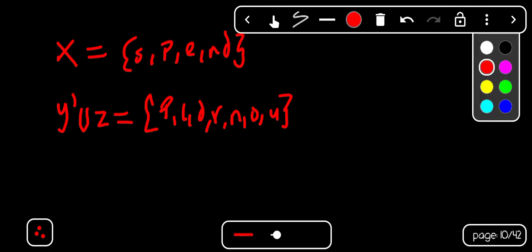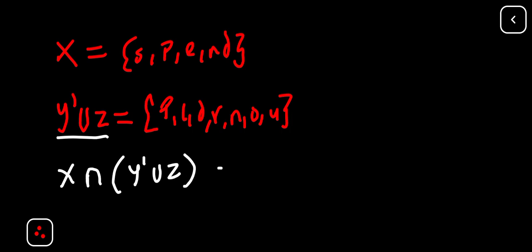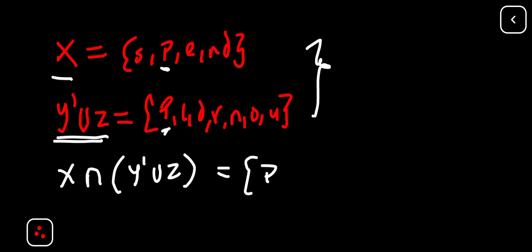Remember what we're looking for. Remember what we're looking for is X intersection this Y complement union Z. And we know that intersection means the common element. So they're asking us what is common between these two sets, this one and this one. So check it out. You see P is here, P is here. So we'll say P is common.